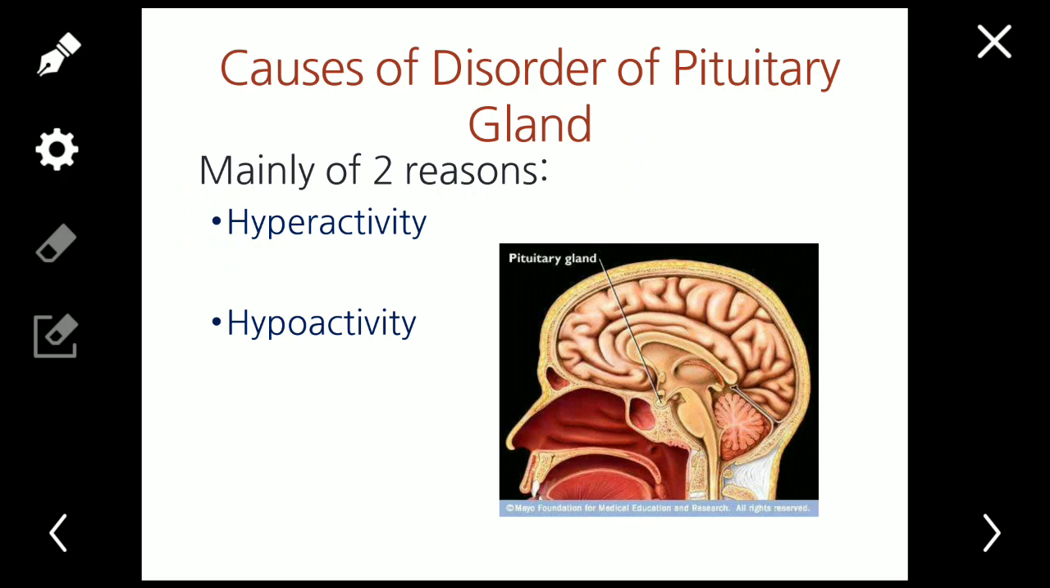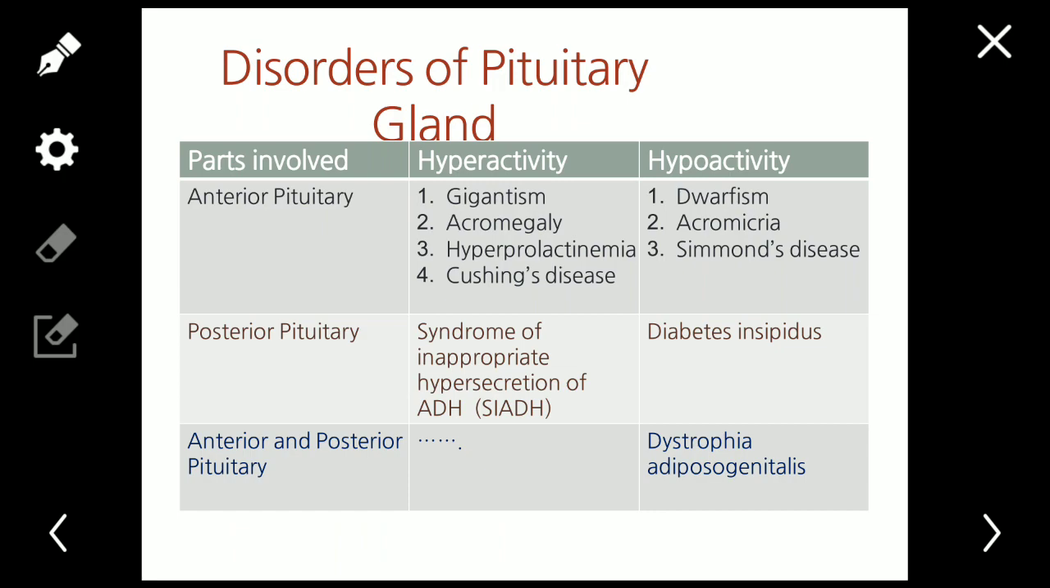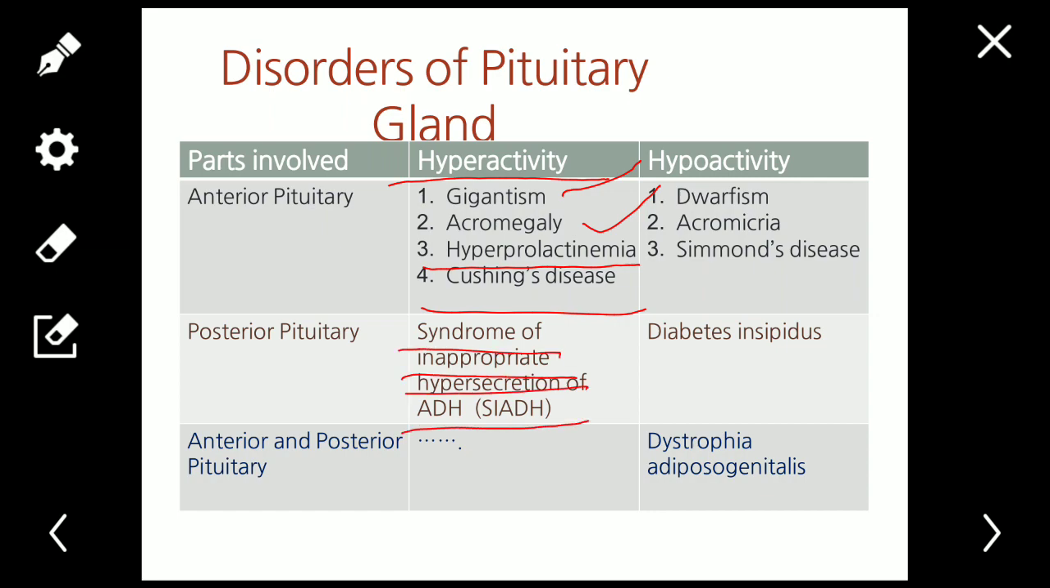Coming to the disorders of the pituitary gland. Mainly pituitary gland disorders are hyperactive and hypoactive. Hyperactivity of the anterior pituitary gives gigantism, acromegaly, hyperprolactinemia and Cushing disease. In posterior pituitary hyperactivity we have the syndrome of inappropriate secretion of ADH and precocious puberty. If it is hypopituitarism, we have dwarfism, Simmonds disease or Sheehan syndrome, and diabetes insipidus. So we will read one by one about all these disorders.